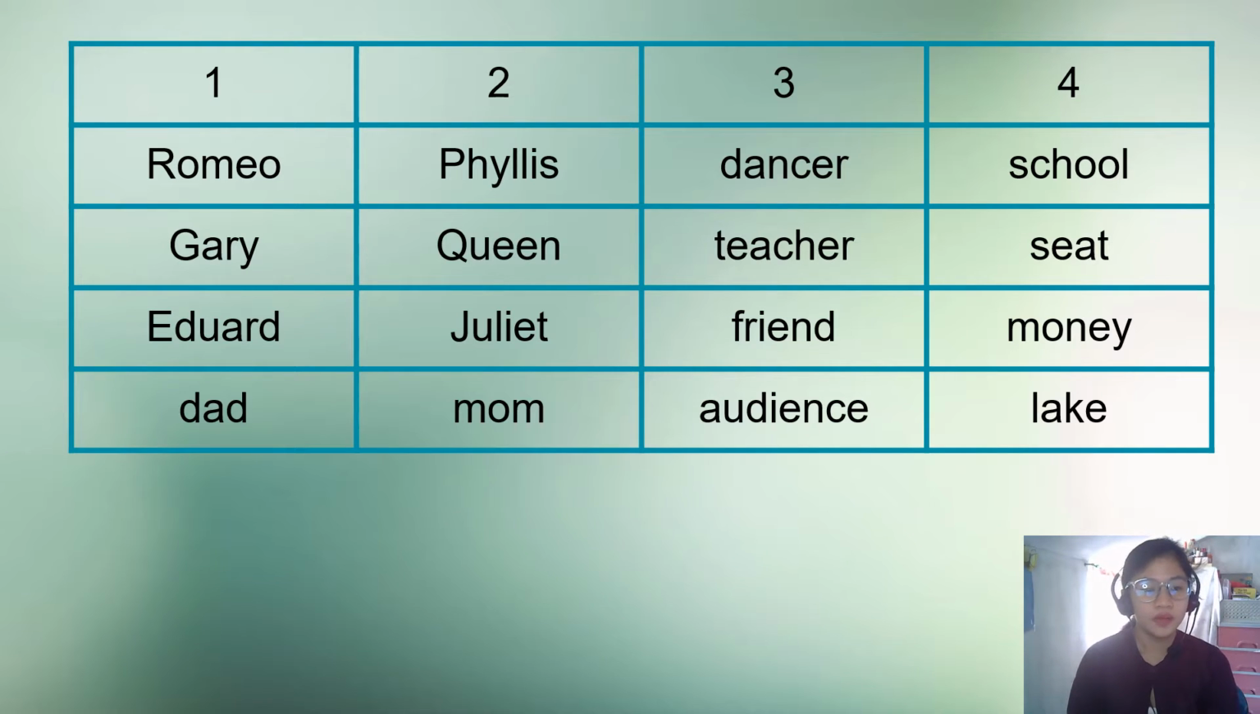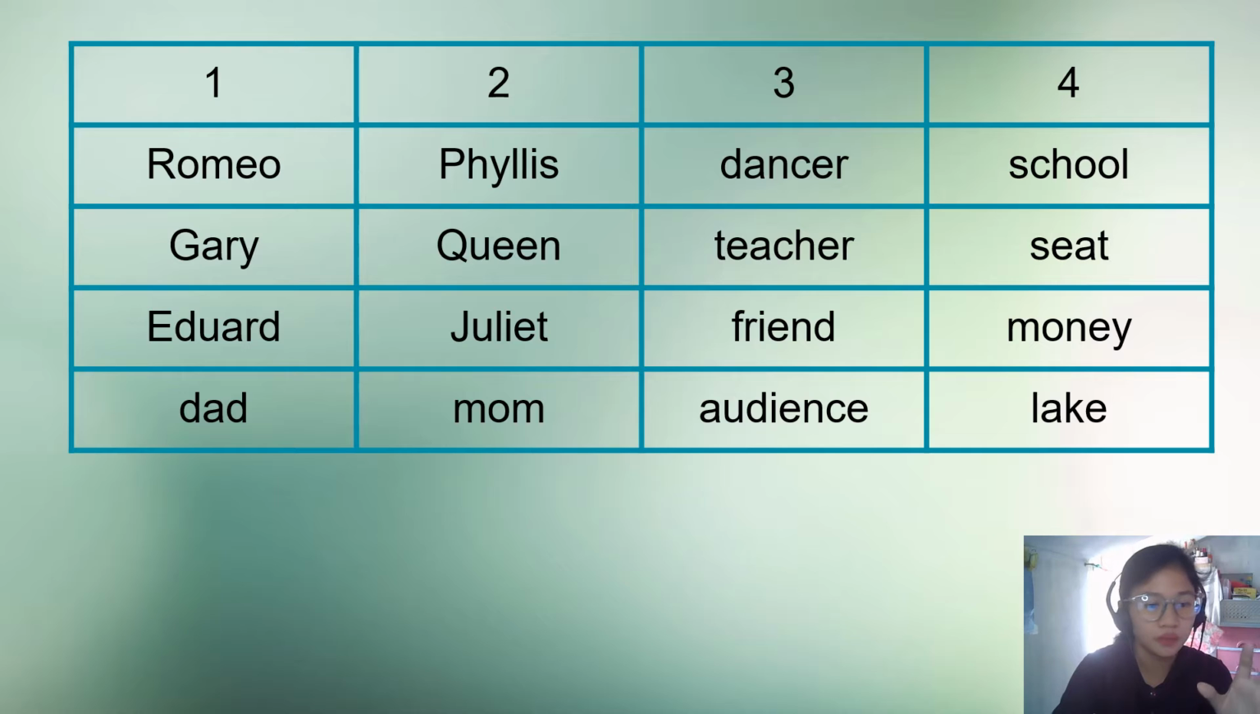Okay, as you can see here, there are 4 columns and they are divided by numbers. We have 1, 2, 3, 4. So again, after reading those words, what do you notice from the names in column number 1? Can you write it on your paper? We have Romeo, Gary, Edward, Dad. What do you notice? Just write it in your notebook.